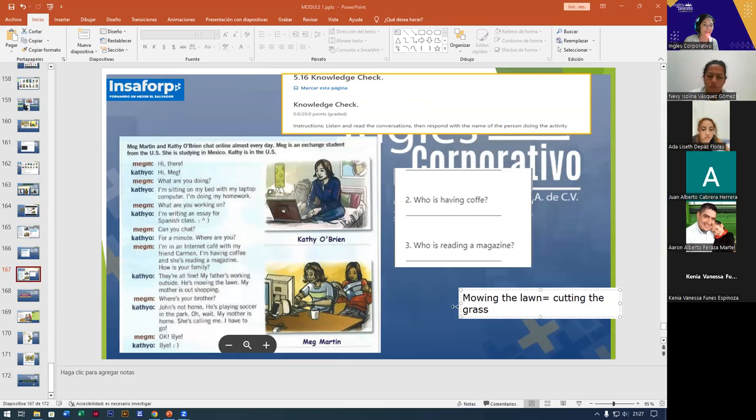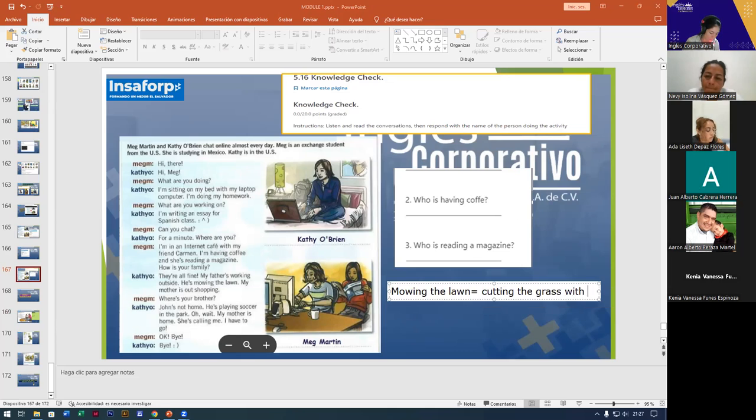What is the grass? El césped, right? So mowing the lawn is cortando el césped, pero con una máquina de cortar césped, porque a veces se puede cortar con machete, right? That is not mowing, that is cut. So let's put a specific here. It is cutting the lawn with a lawn mower.